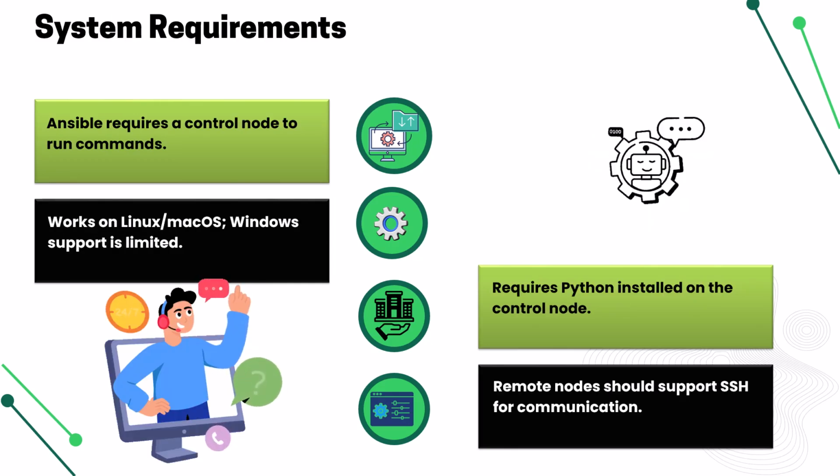Before diving in, let's check the requirements, because nobody wants to install something only to find out it won't run. Ansible works best on Linux and macOS, though Windows support is growing. You'll need Python installed, and remote systems should support SSH. If you're good to go, let's move forward.